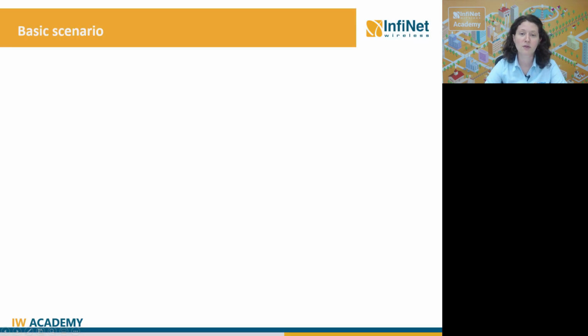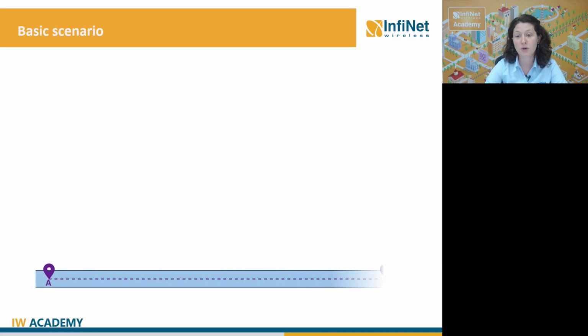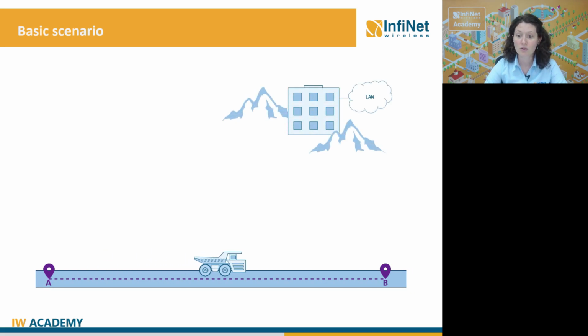Let's first review the basic mobility scenario. We are given a predefined path between points A and B inside the enterprise's area of interest. One or more mobile objects are supposed to be moving along this path. The network control center is located at a certain distance from the moving objects, and a real-time connection between the two endpoints must be available.